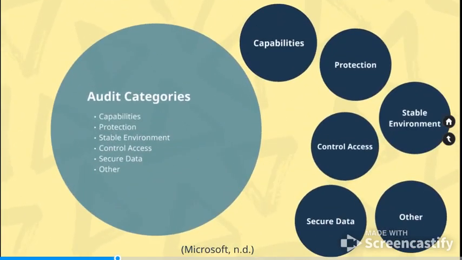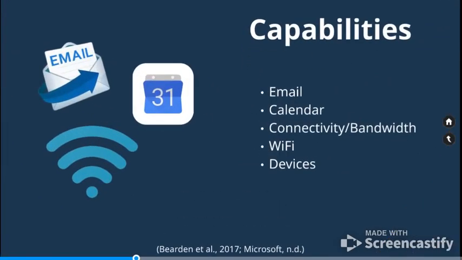Jumping into the audit, looking through the audit categories, you can see that there are many facets to consider. Looking into capabilities, district email for students and staff, ensuring that that's available. Recognizing the utility of an online calendar that's user-friendly for individuals needing to schedule or use the capability for due dates and other sorts of things. Ensuring appropriate connectivity and bandwidth.